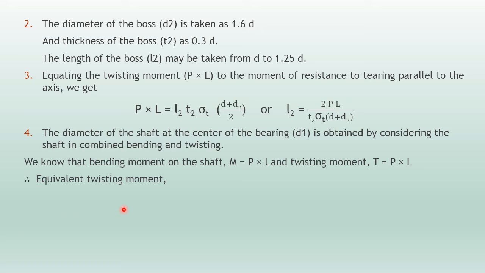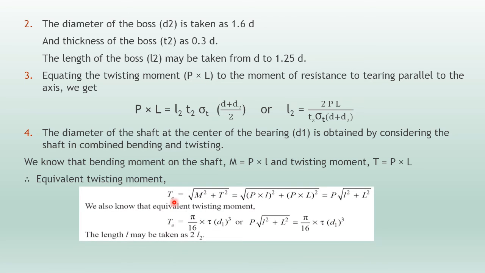So therefore the equivalent twisting moment TE is equal to the square root of (M square plus T square), which is equal to the square root of (P into small l) whole square plus (P into capital L) whole square. Now you can also write this equation as P into the square root of (small l square plus capital L square). So you have all these values, put them down and calculate TE, that is the equivalent twisting moment.